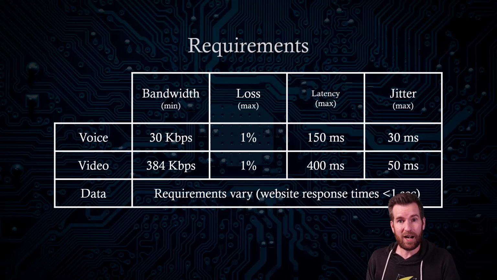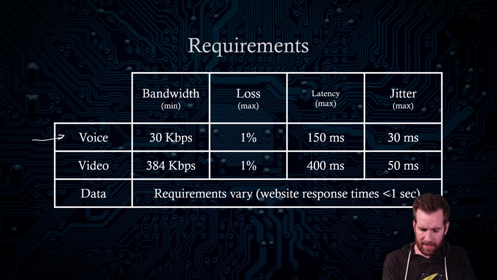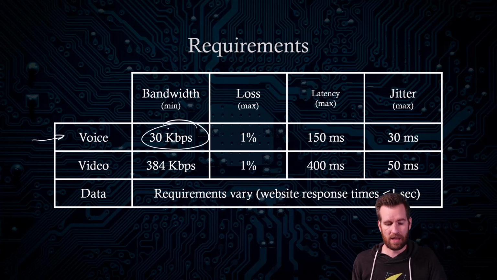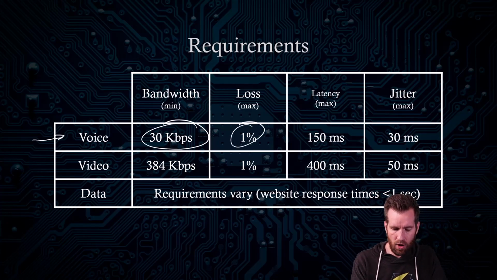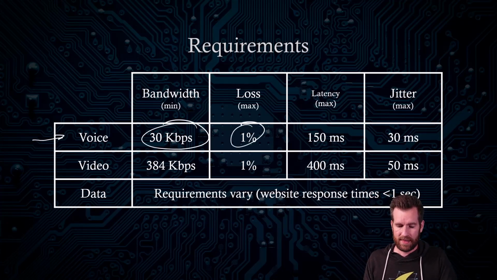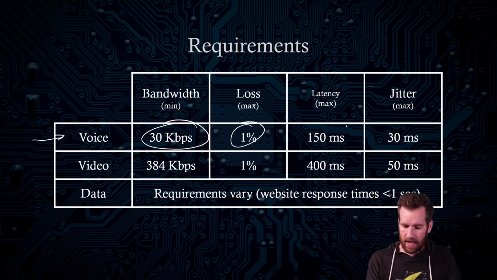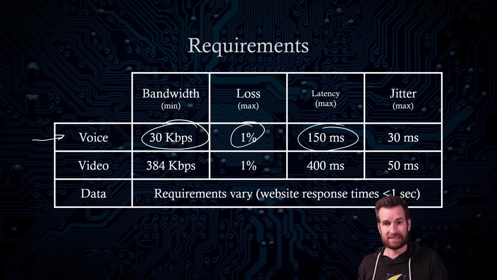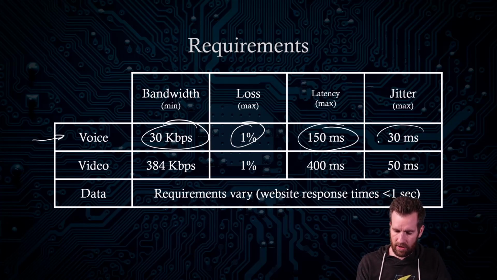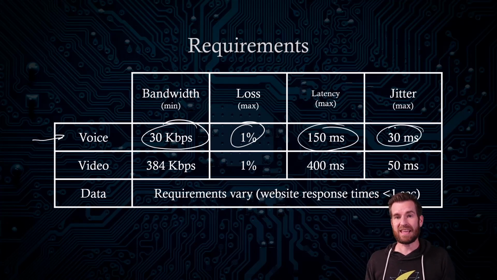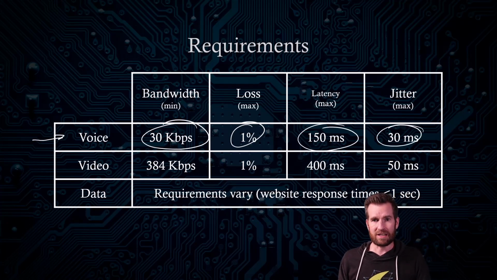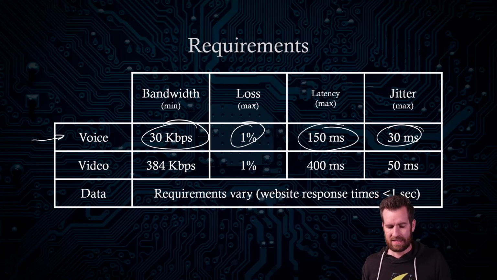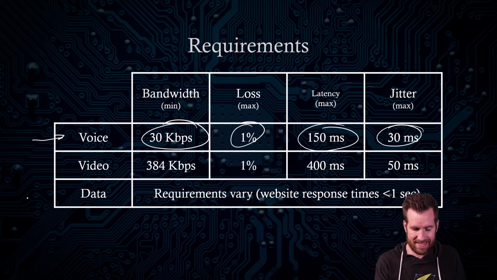So what kind of requirements do we look for when it comes to these connections? Well, first of all, if you're talking about voice, we need at least 30 kilobits per second per line. It can have no more than 1% loss with that communication. There needs to be a latency of no more than 150 milliseconds. That's milliseconds. And the max jitter that there can be is 30 milliseconds. So you can see that the tolerance with voice is quite a bit lower than, for instance, data.